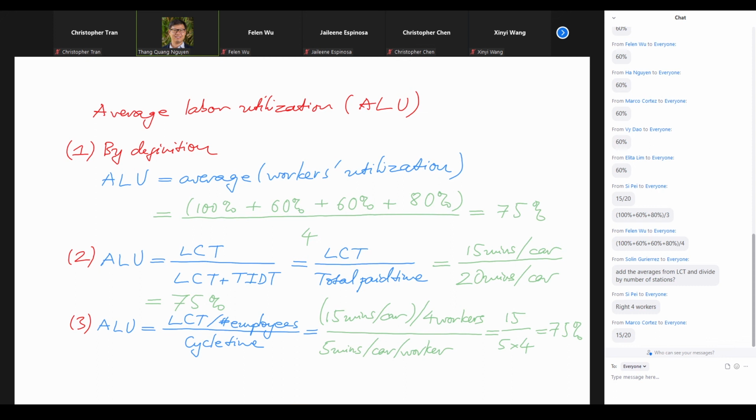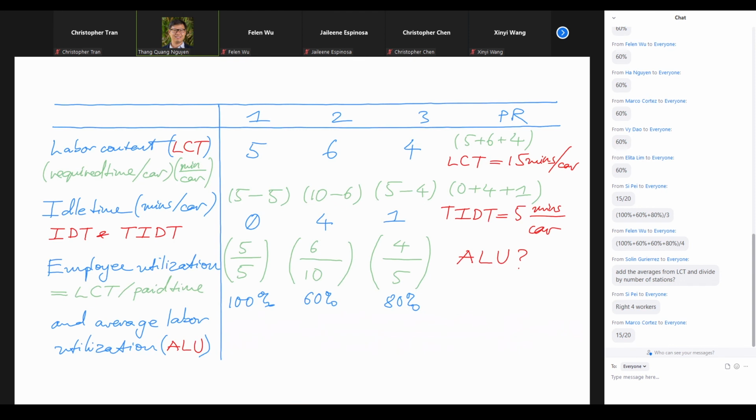But the notion here is we spend this much money or we pay this much time for the workers to work on the car, and how much time they actually work, right? That's our usage and efficiency right there. So let's go back to the table. Now we already have the answer, right?